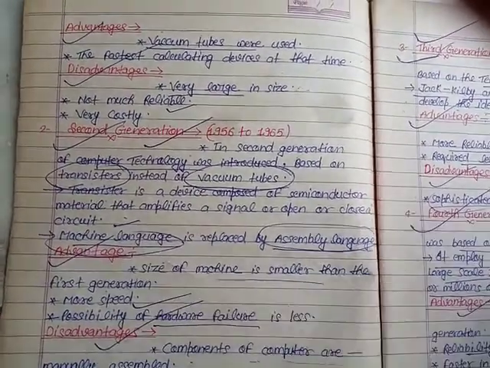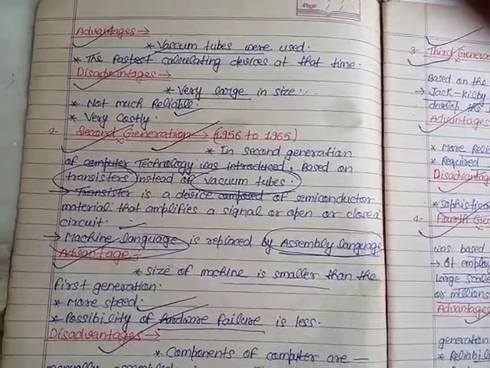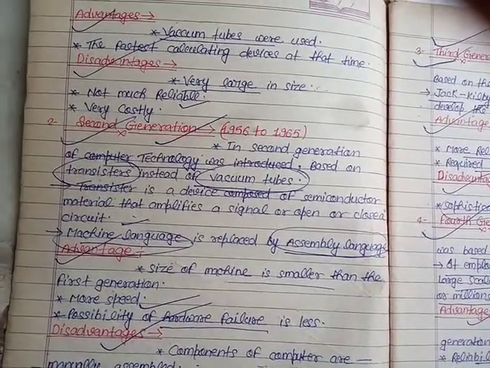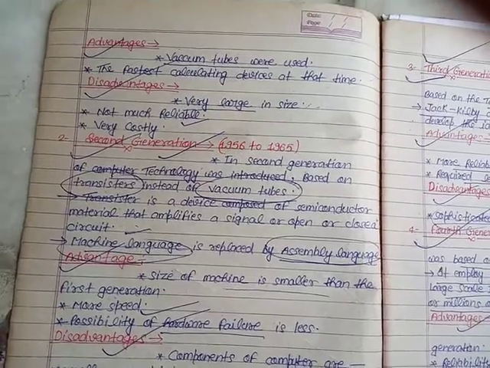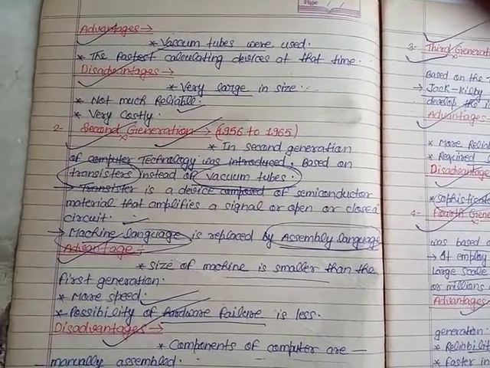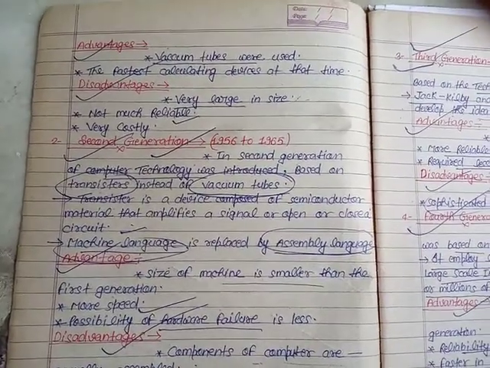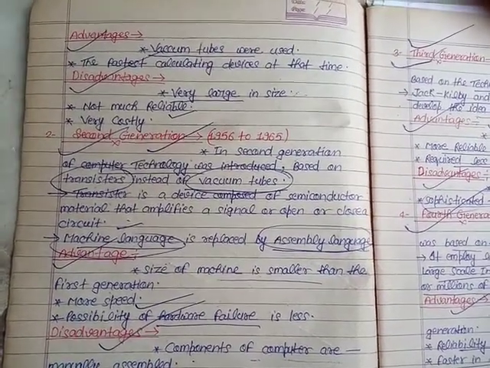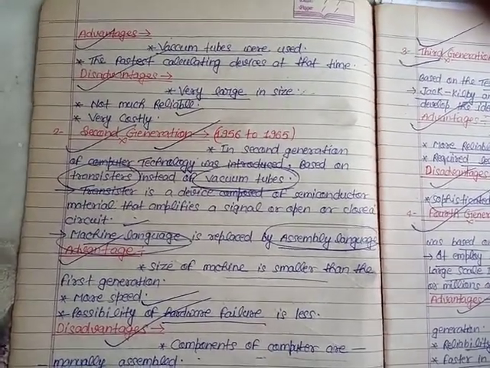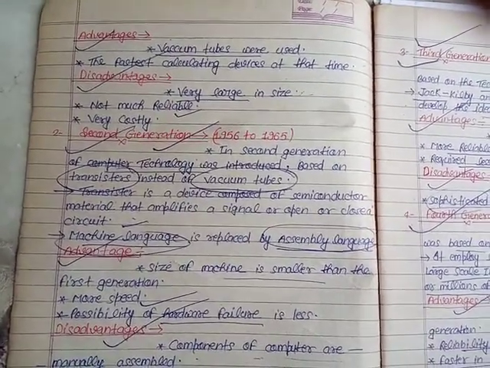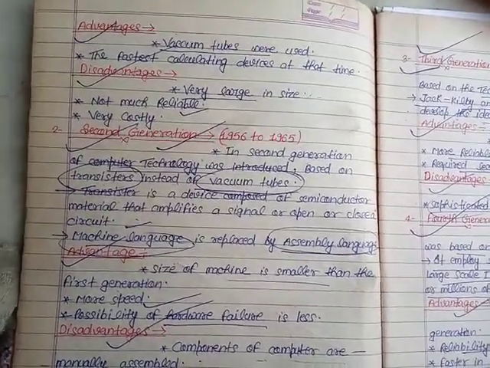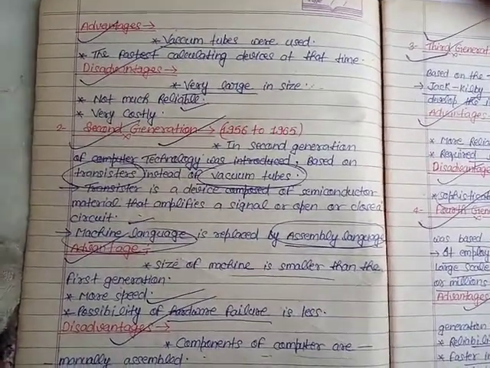Another specific technology used in second generation is that machine language is replaced by assembly language. Now the advantages of second generation. In second generation the size is reduced, more speed, and possibility of hardware failure is less. These are some specific advantages in second generation.